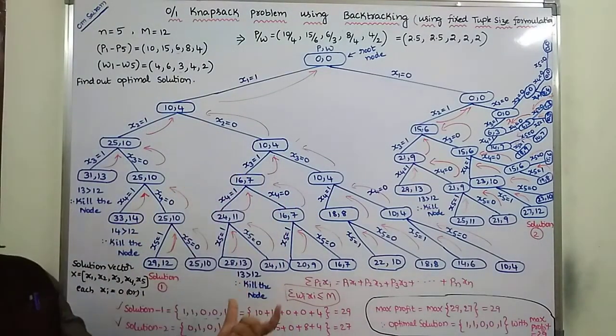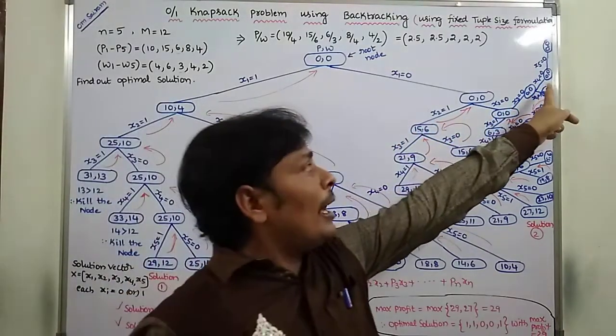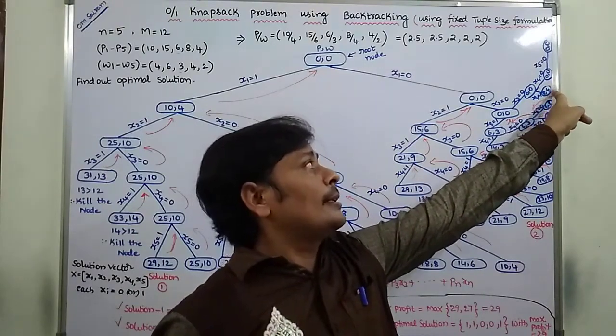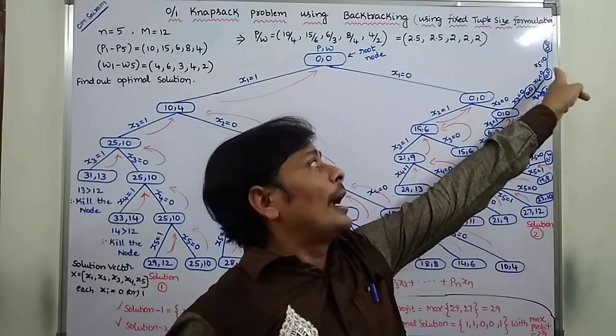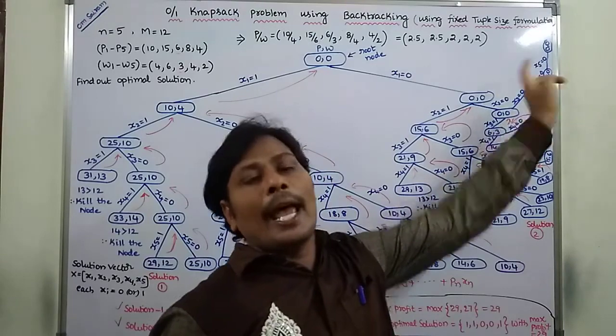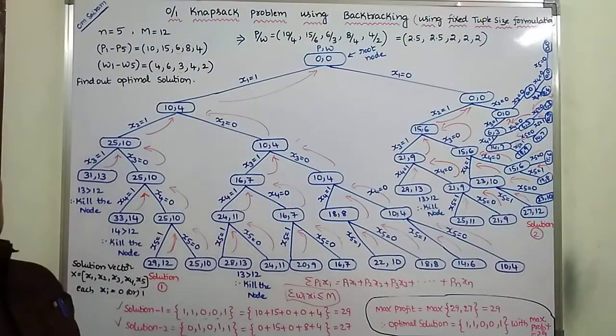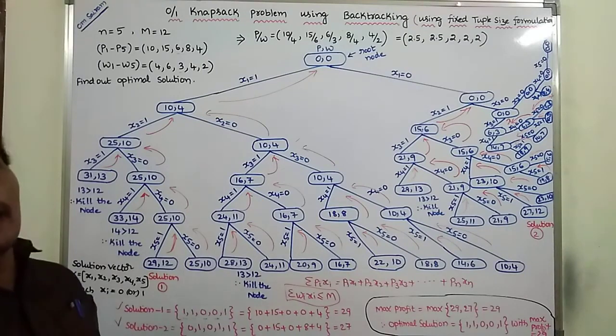So in this way, we have to solve the 0/1 knapsack problem using backtracking. Because of space available, I am not writing here this left child and right child, and this left child, I am not writing. Okay, so this is the procedure we have to follow for solving the 0/1 knapsack problem using backtracking.